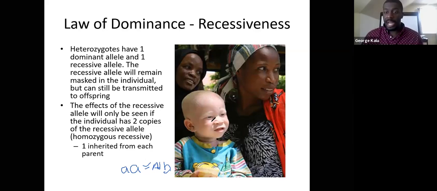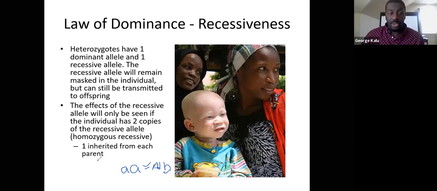So how is this baby able to inherit it? Yeah, I know this writing tool sucks. We have this mom over here, and she expresses normal skin pigmentation, but somehow her son was able to inherit albinism.